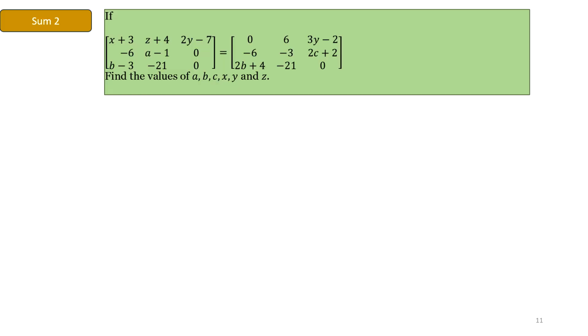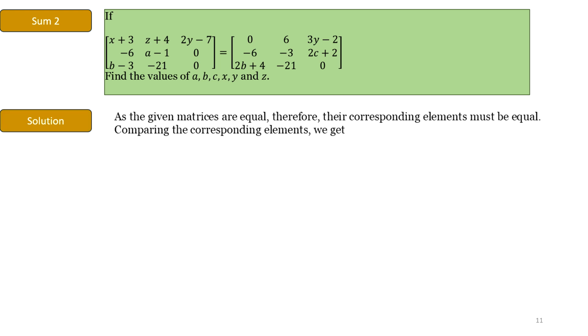Sum number 2. Find the values of a, b, c, x, y, and z with respect to the matrices given. As the given matrices are equal, the corresponding elements are also equal. Comparing the corresponding elements for the two matrices we get the equations. Simplifying, we get a equals minus 2, b equals minus 7, c equals minus 1, x equals minus 3, y equals minus 5, z equals 2.